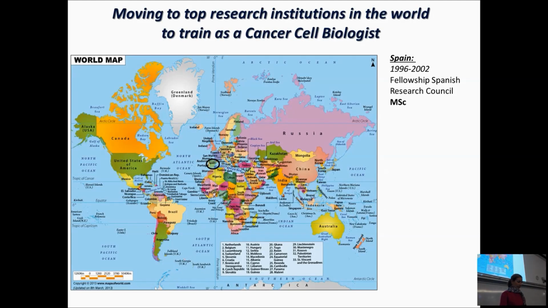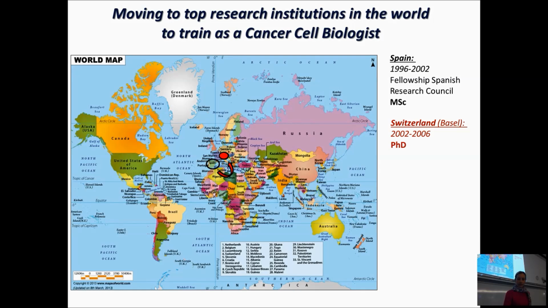So I decided, well, I really want to train as a cancer cell biologist. So I first did my bachelor's degrees in north of Spain. That's where I'm originally from. Then I decided to do a master's degree at the Spanish Research Council in Madrid. Then I moved around, and I went to Switzerland to do my PhD at the University of Basel, because I knew it's a very good university for health science research.